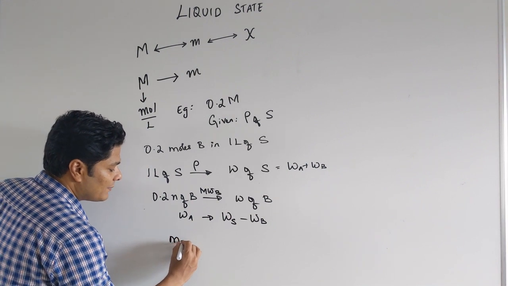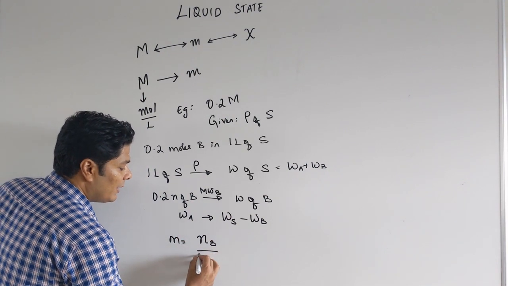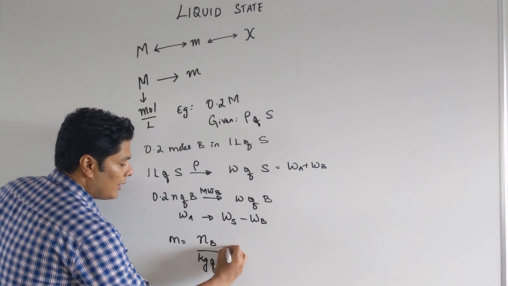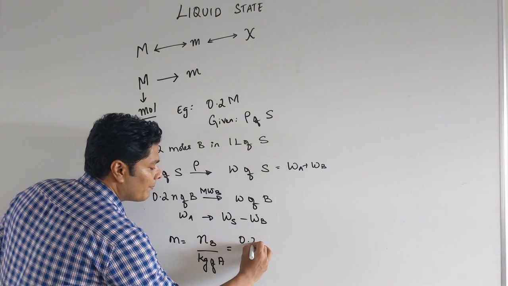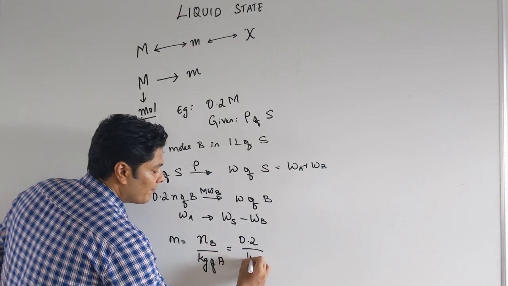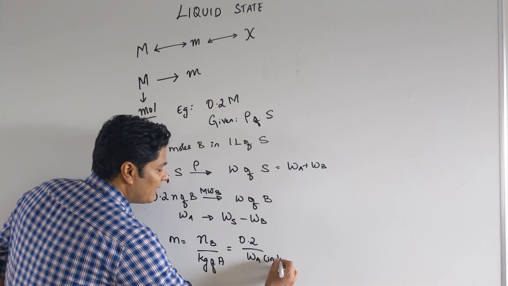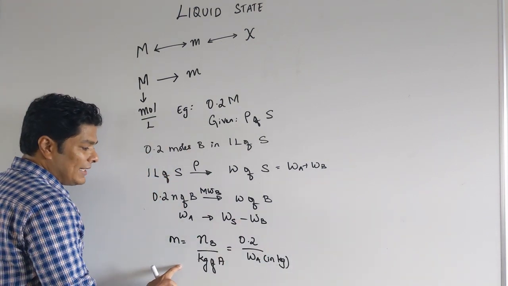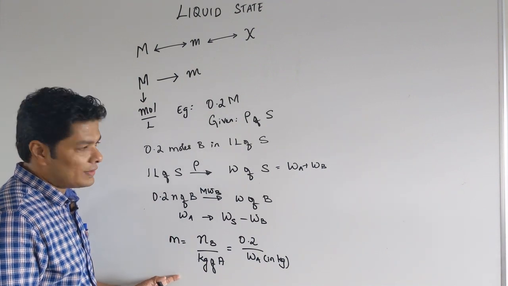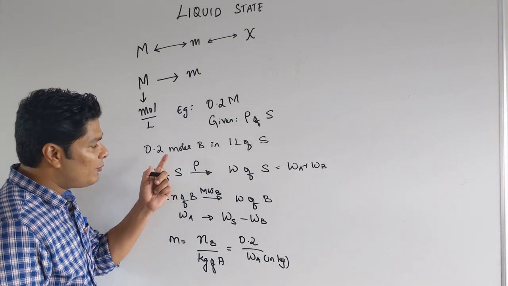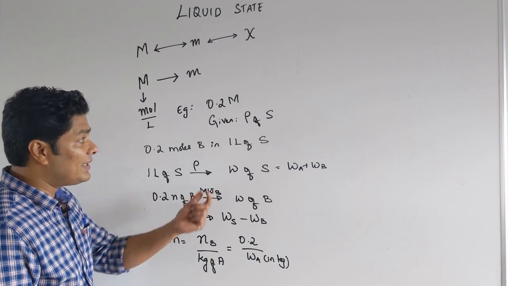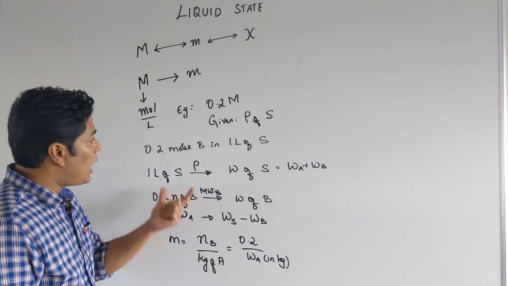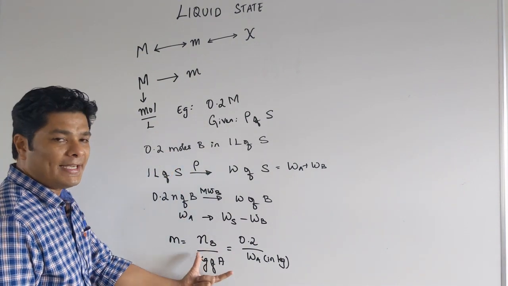Now my molality is moles of B divided by kilograms of A. Moles of B is 0.2, and kilograms of A is W_A. Just make sure that you write it in kilograms. That's it. So I can convert molarity to molality any time by knowing the fundamentals. It is not this many steps actually; you will be able to do most of it really fast. Sometimes the density is such a round number that you can do it much faster. This is how you convert molarity to molality.